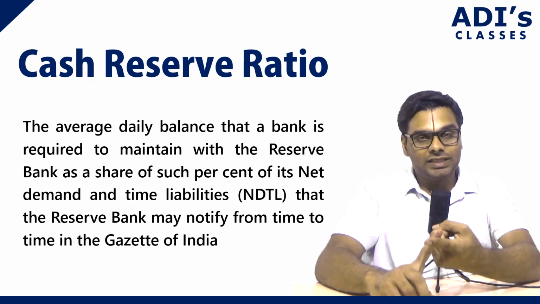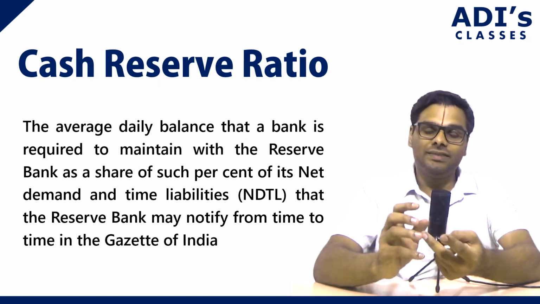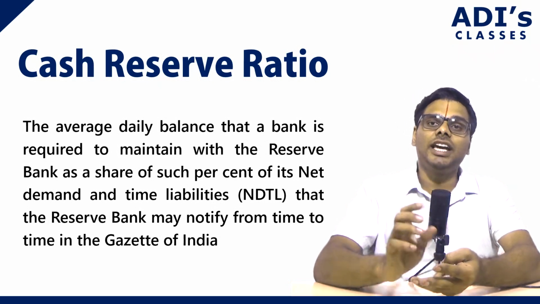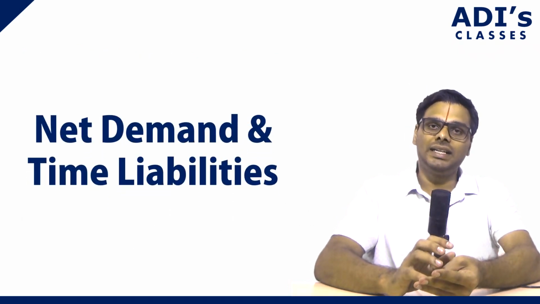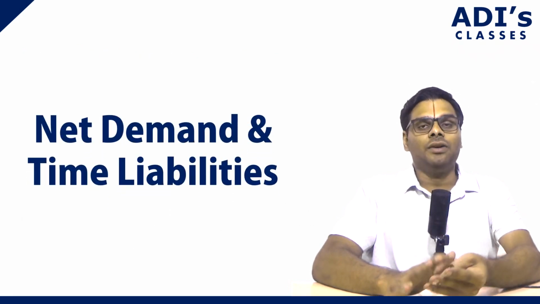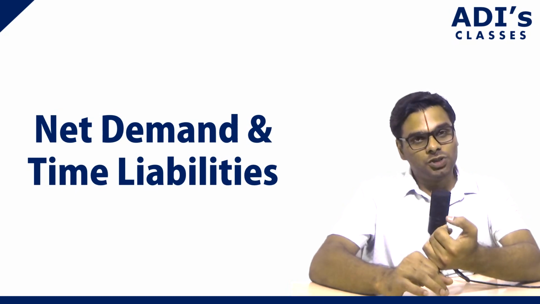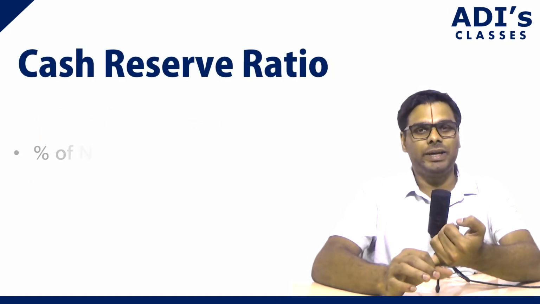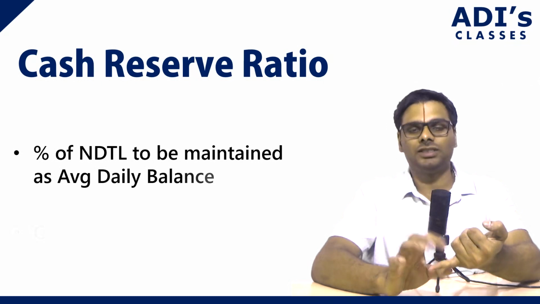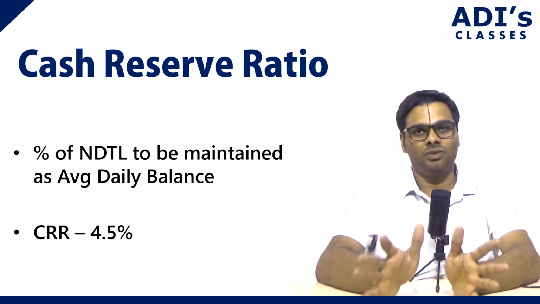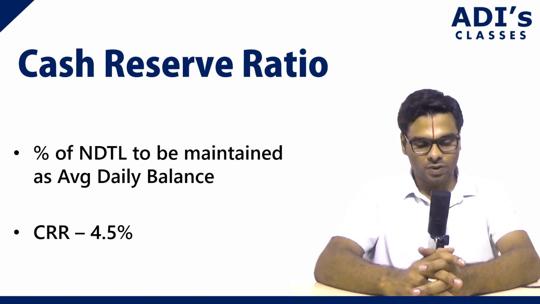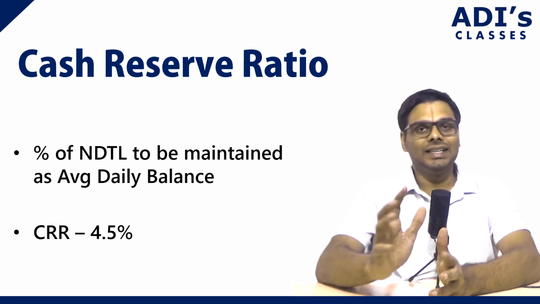That is the average daily balance that a bank is required to maintain with the RBI as a share of its percentage of NDTL, that is net demand and time liabilities. From time to time, the RBI may choose to change the cash reserve ratio, but the RBI does not do it arbitrarily, or it does not do it very often. Cash reserve ratios are generally set at somewhere around 4%, and they let it be. Okay, so this is notified in the Gazette of India.